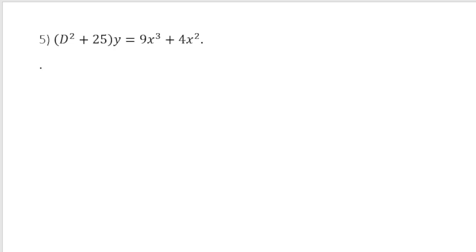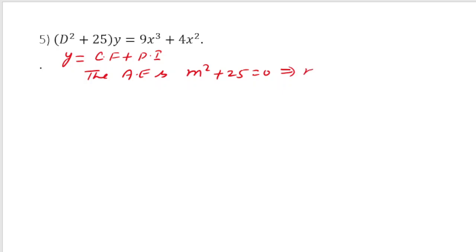So let us do this problem, and this is the last problem, problem number 5. So here also, how will you write the solution? Y is equal to CF plus PI. What is the auxiliary equation? The auxiliary equation is m square plus 25 is equal to 0. So that will give you m is equal to plus minus 5i. So the complementary function part will be c1 cos 5x plus c2 sin 5x.